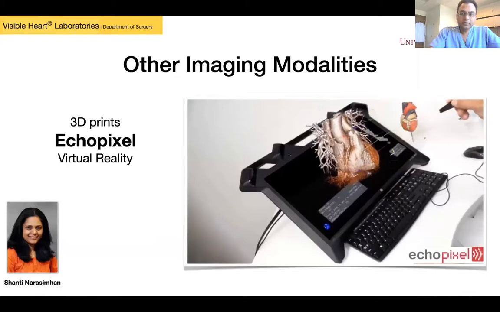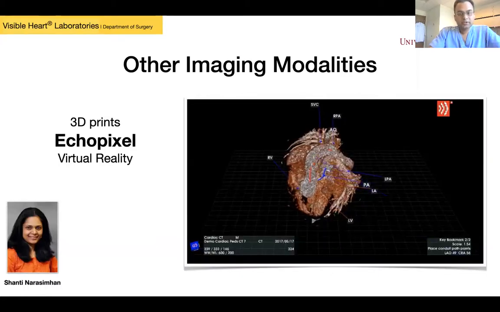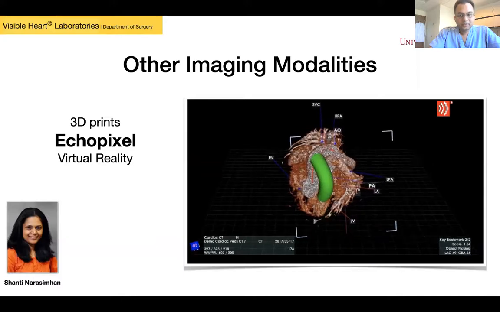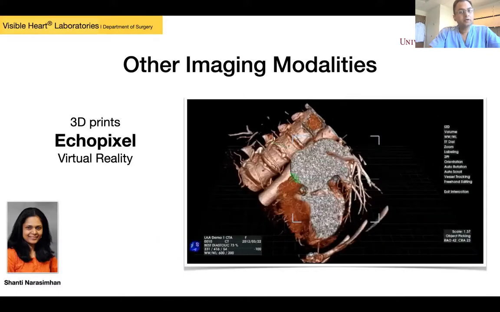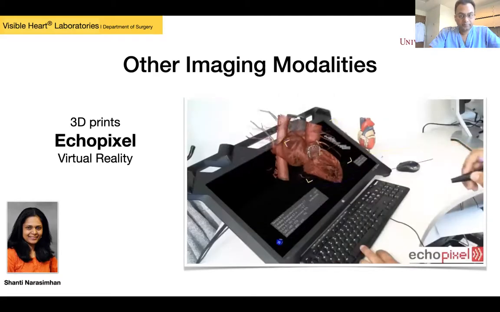Nowadays, with advancement in technology, we don't need to print a 3D model. We can just import our images from the PACS or from the electronic medical record directly to these virtual reality softwares. One of the examples is EcoPixel, and you can actually do the measurements, do an intended intervention, or see how your intended intervention would look.